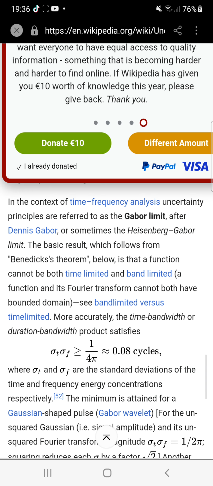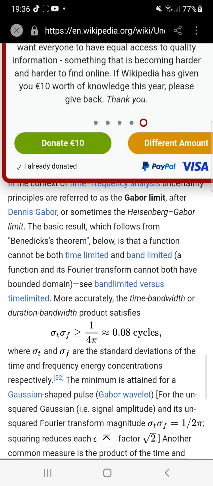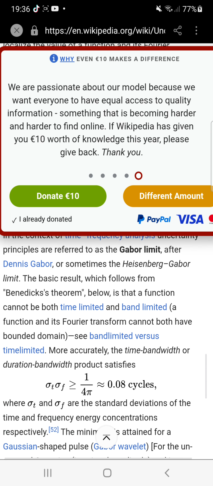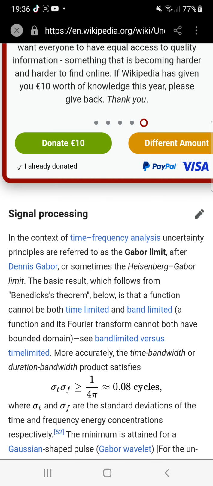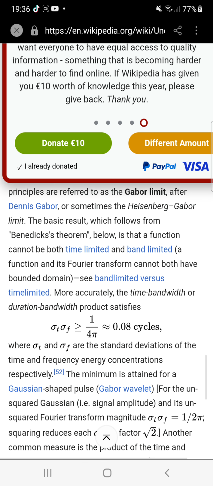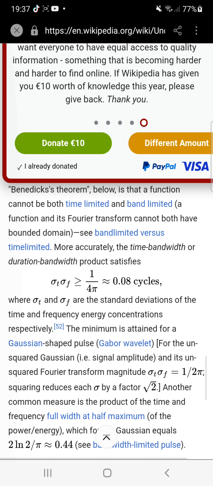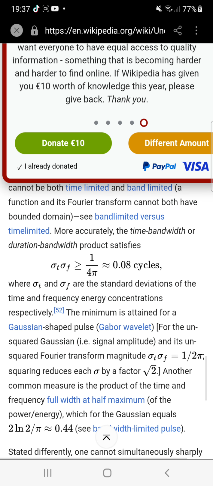Signal processing. In the context of time-frequency analysis, uncertainty principles are referred to as the Gabor limit, after Dennis Gabor, or sometimes the Heisenberg-Gabor limit. The basic result, which follows from Benedicks's theorem below, is that a function cannot be both time-limited and band-limited. A function and its Fourier transform cannot both have bounded domains.